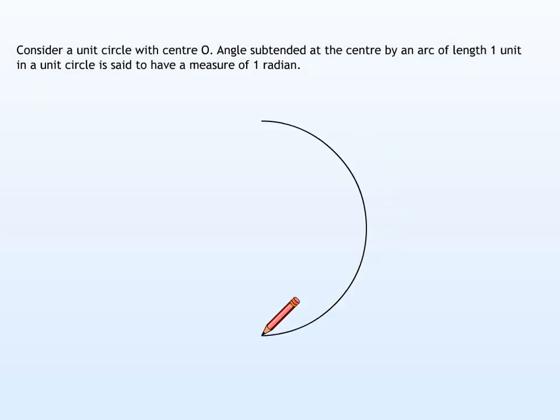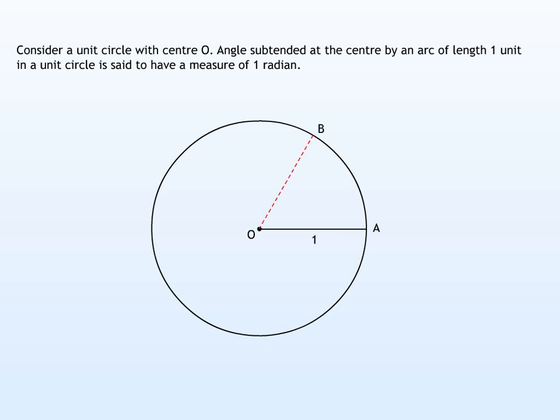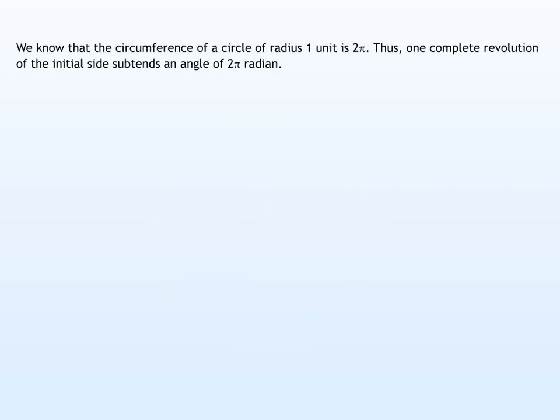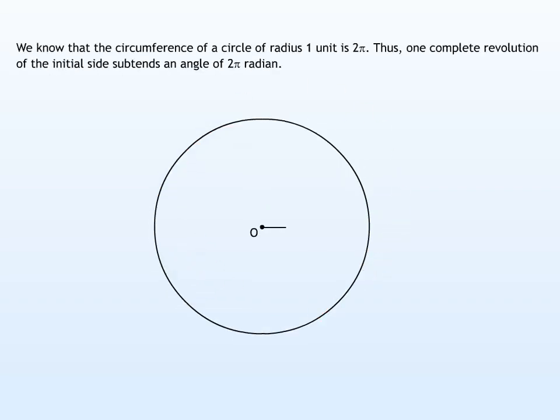Radian measure. Consider a unit circle with center O. The angle subtended at the center by an arc of length 1 unit in a unit circle is said to have a measure of 1 radian. We know that the circumference of a circle of radius 1 unit is 2 pi. Thus, 1 complete revolution of the initial side subtends an angle of 2 pi radian.